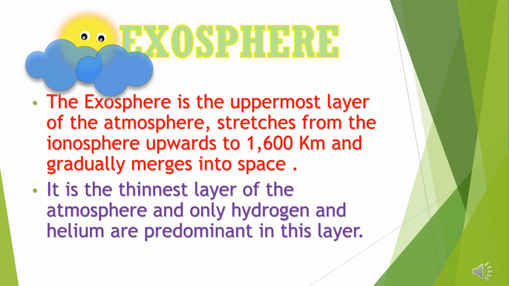Exosphere. The exosphere is the uppermost layer of the atmosphere. It stretches from the ionosphere upwards to 1600 km and gradually merges into space. It is the thinnest layer of the atmosphere and only hydrogen and helium are predominant in this layer.